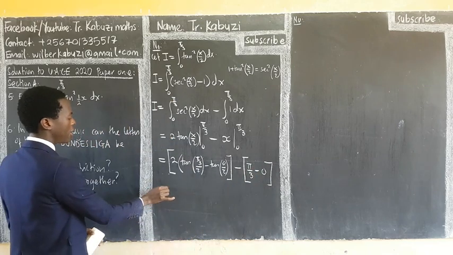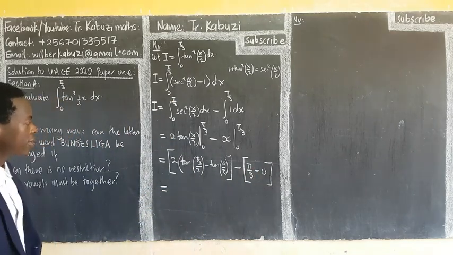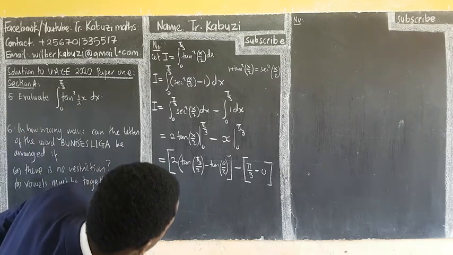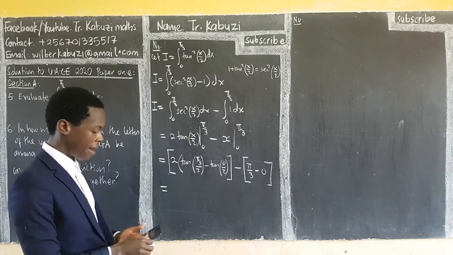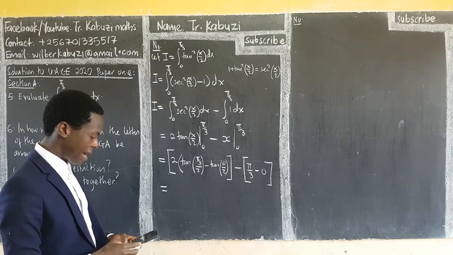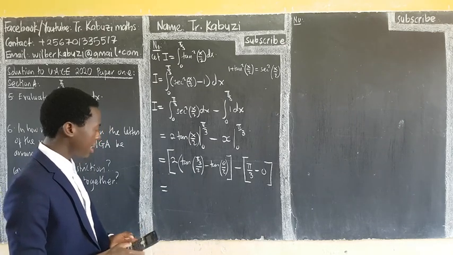So here, your calculator should be in radians. Anyway, we know that pi is 180, divided by 6 this will be 30.